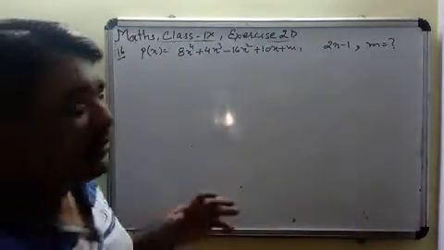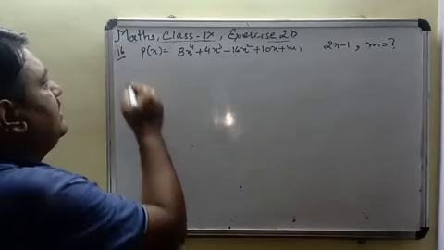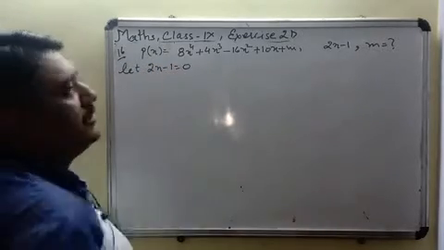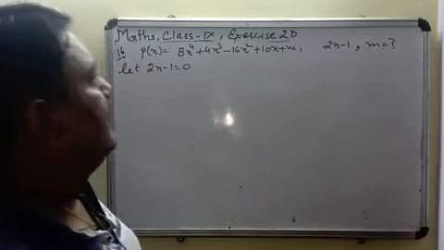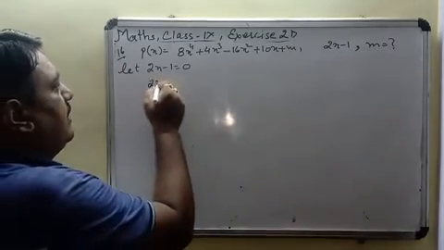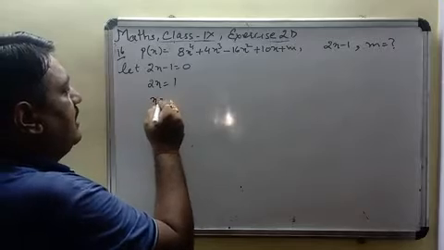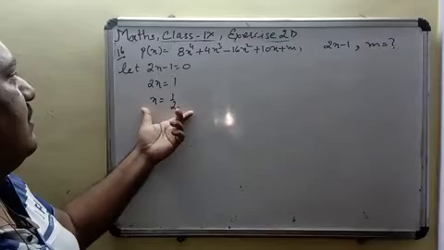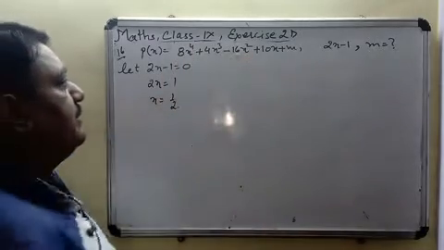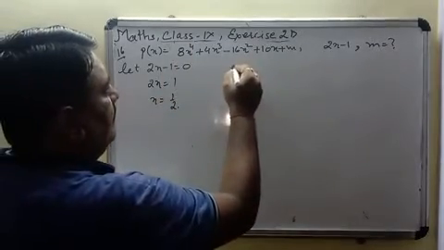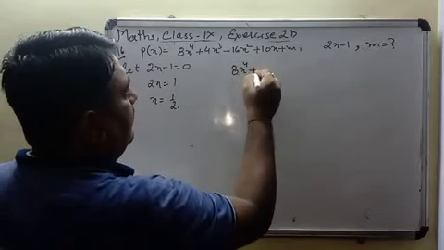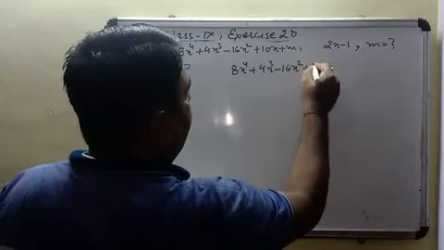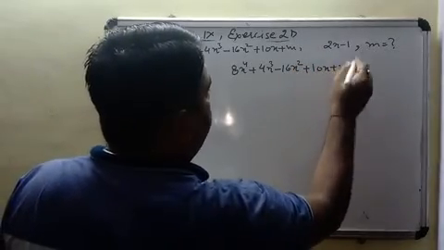So the procedure will be same. First of all, we will consider that let 2x minus 1 is equal to 0. That means there is a factor of this polynomial. Therefore, our 2x will be equals to 1. Therefore, our x will be equals to 1 by 2. Now put the value of this x equals to 1 by 2 in the given polynomial, which is 8x power 4 plus 4x cube minus 16x square plus 10x plus m.